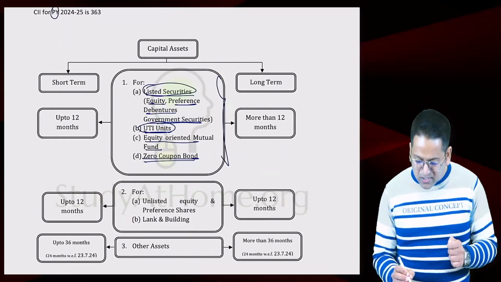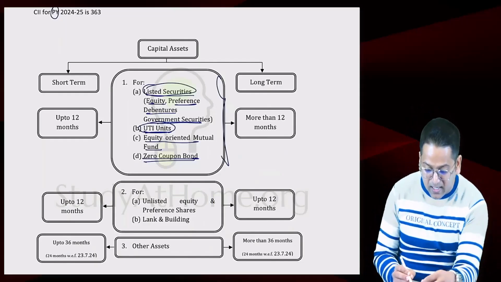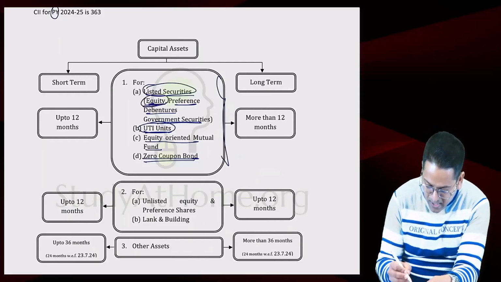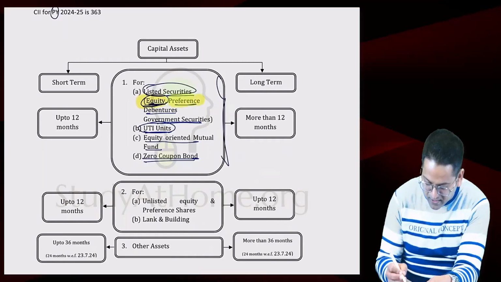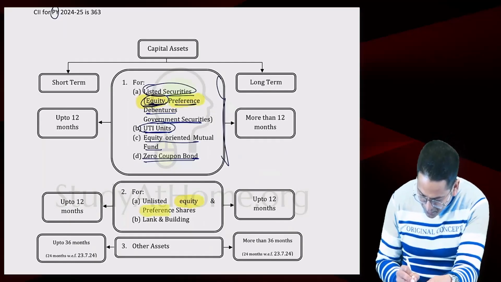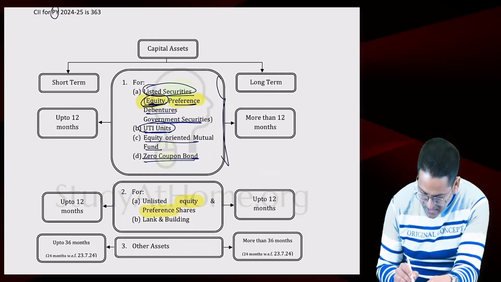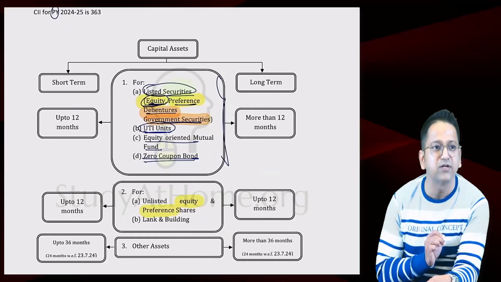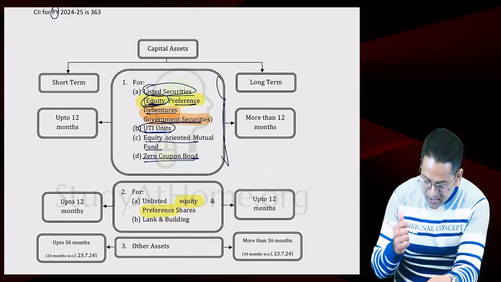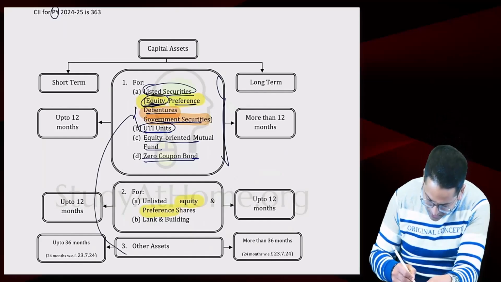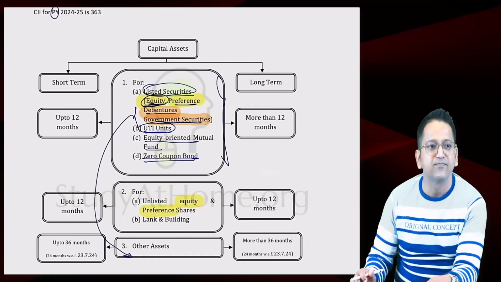Now coming to unlisted equity and preference shares. Please pay attention. Unlisted doesn't mean all. In listed there was equity and preference. But here in unlisted we are only discussing equity and preference shares, and what else is left? Debentures and government securities. If these are unlisted, then you know which category they will fall into: the third category under other assets.